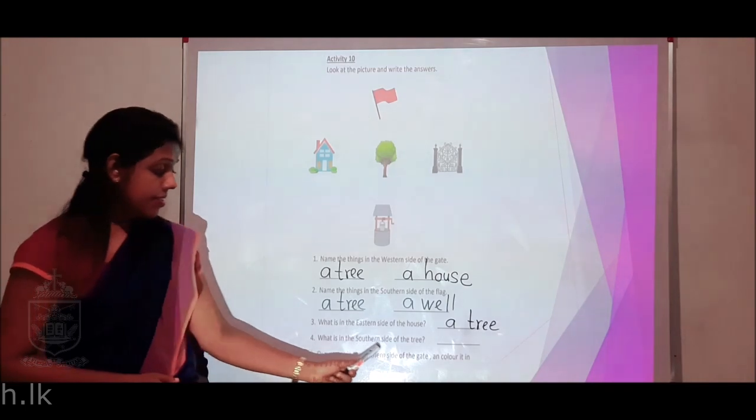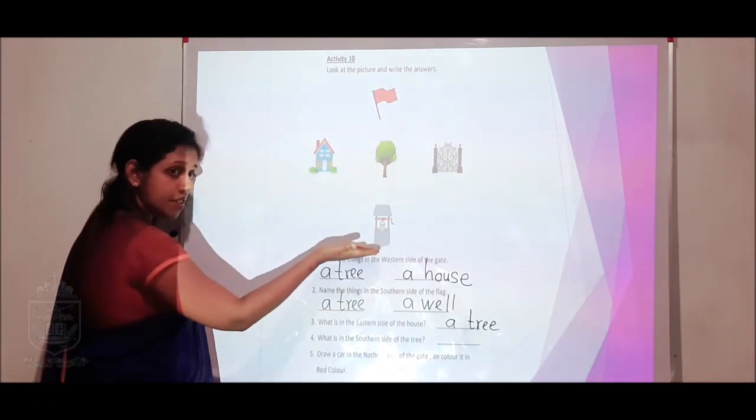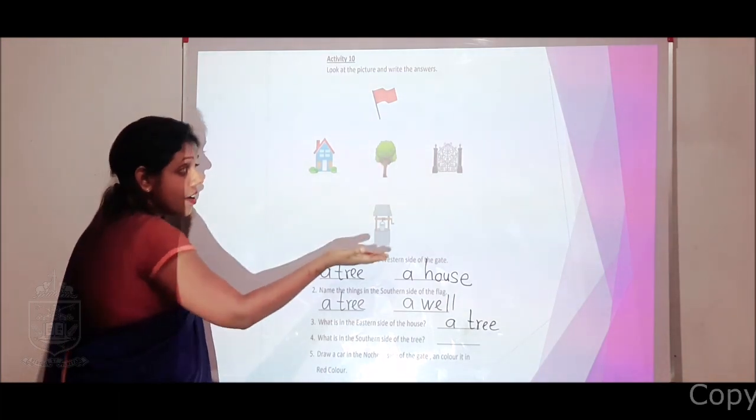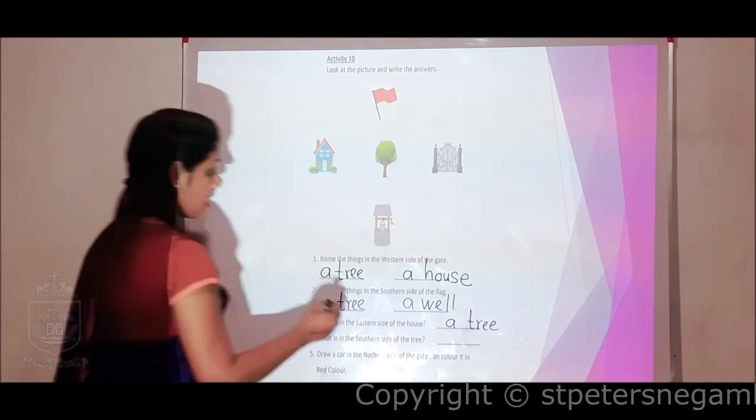What is in the southern side of the tree? Yes, we can see a well in the southern side of the tree. So the answer is a well.